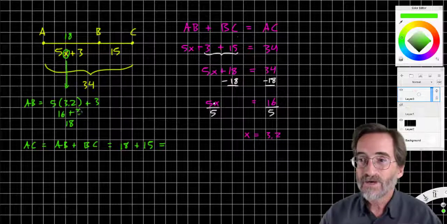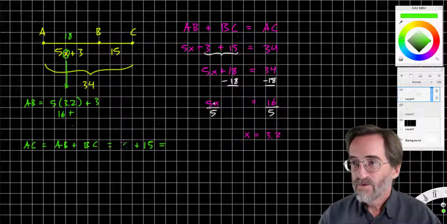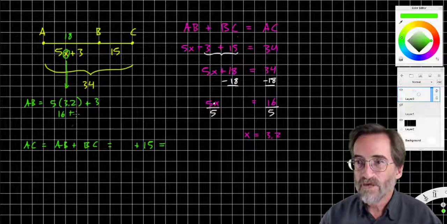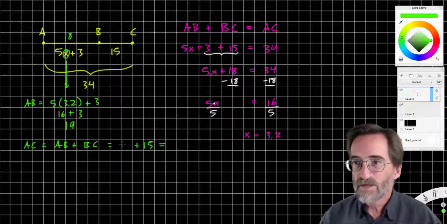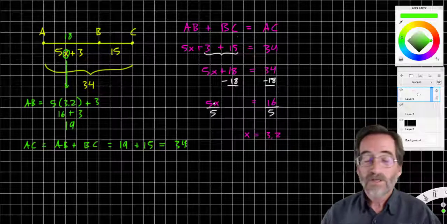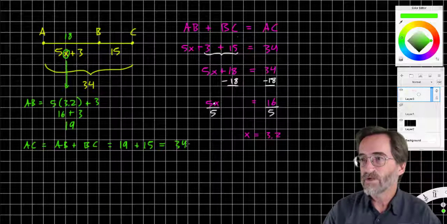And I like to model making mistakes. 16 plus 3 is not 18. So you're going to find you have to sometimes go back and figure out where you made your mistake. 16 plus 3 is 19. 19 plus 15 is 34. There we go. And so it was a good thing that I checked, and that's a good way to make sure you get the right answer as well.